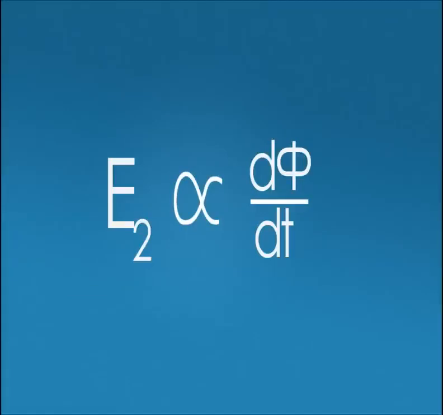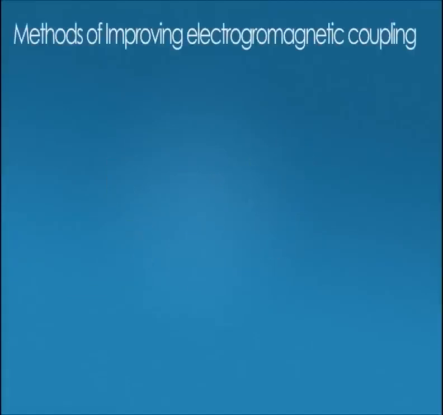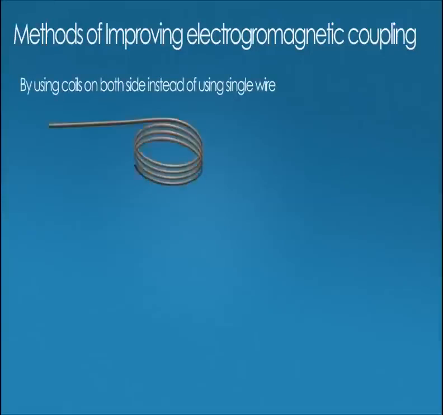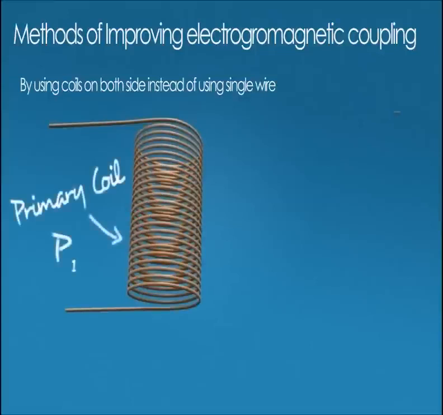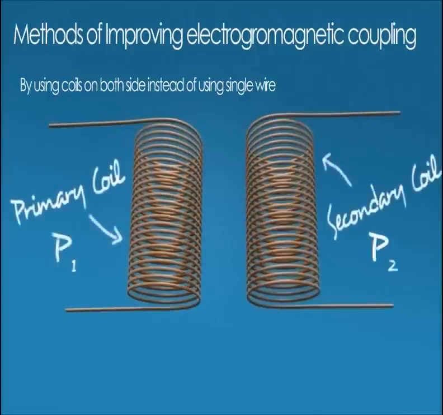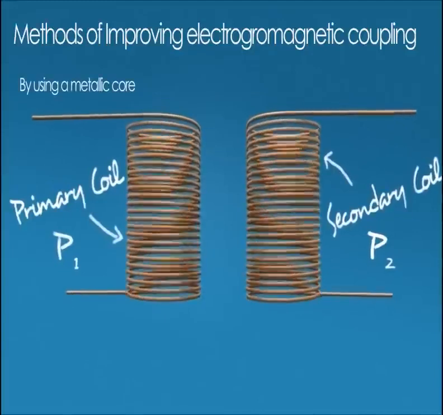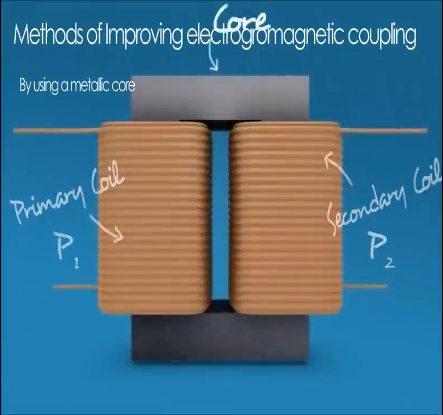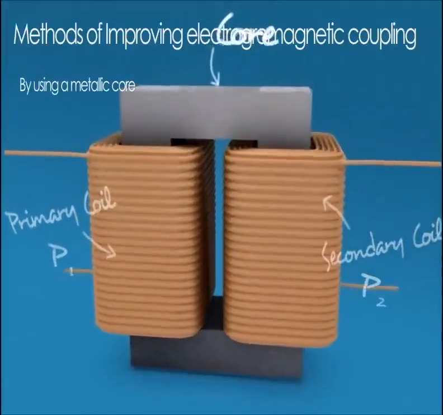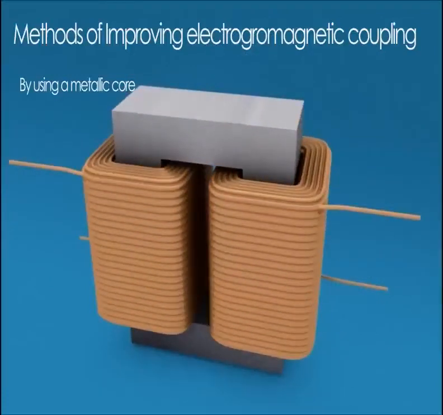This electromagnetic coupling between the two conductors can be improved by two methods. Number 1: by using a coil on both sides instead of a single wire. This results in an increase of flux. Number 2: by using a magnetic core between the coils, which gives a low reluctance path to the flux and improves magnetic coupling between the coils.